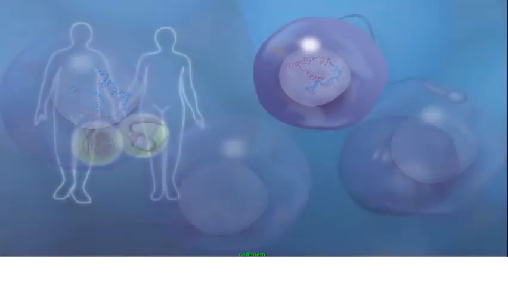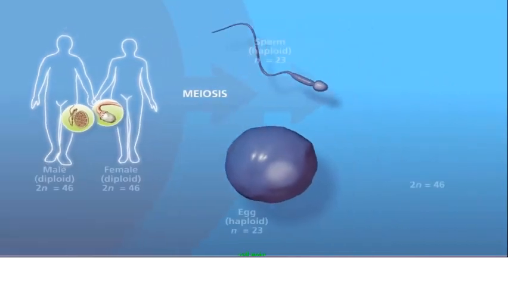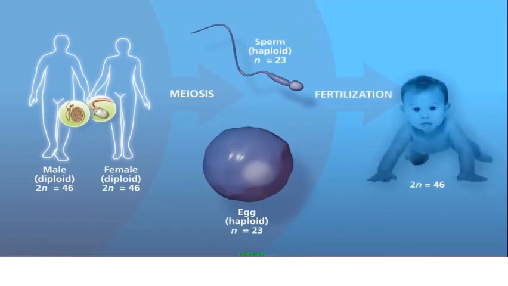The haploid daughter cells will specialize into gametes, either sperm or egg. These fuse in fertilization to form a zygote, which will grow into a child. The child receives half its chromosomes from its mother and half from its father.